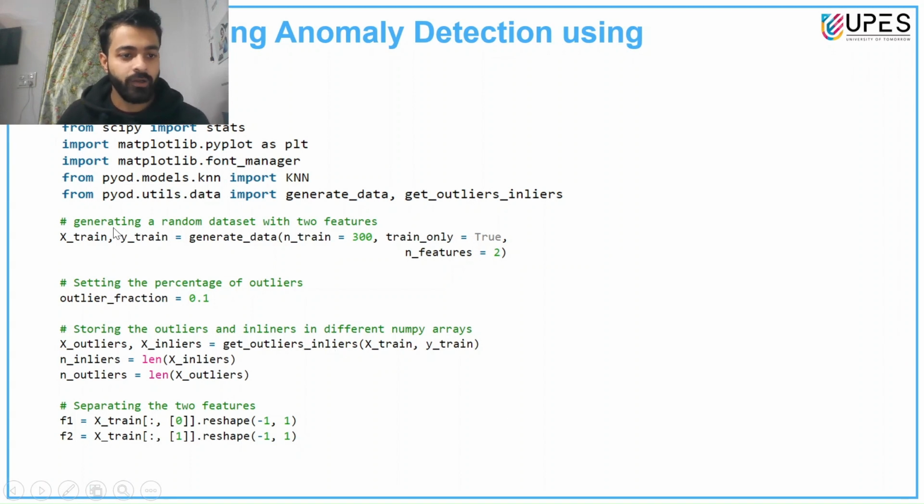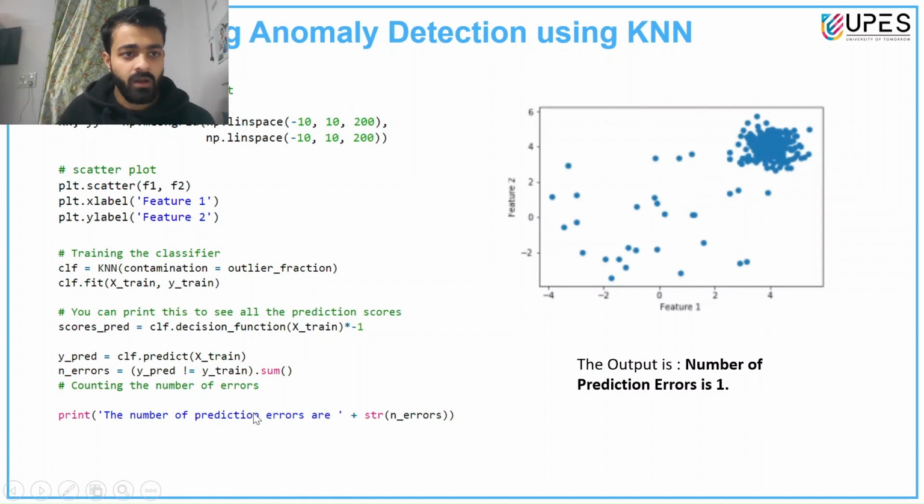So basically, what we are doing here is first we are generating a random dataset with two features in it. And then, as Himanshi mentioned, the outliers, we set a percentage for it. The percentage that we have used is 0.1. Next, we'll separate the two features. And now this is basically the visual representation of the dataset without any of the outliers mentioned or separation of the outliers. And then we'll train a classifier, which is KNN in this case, and we'll print the predicted scores.